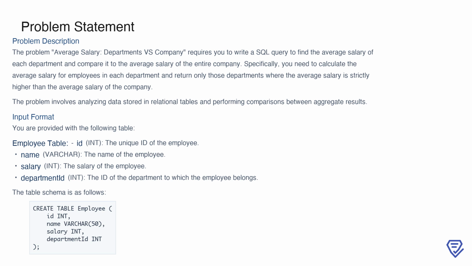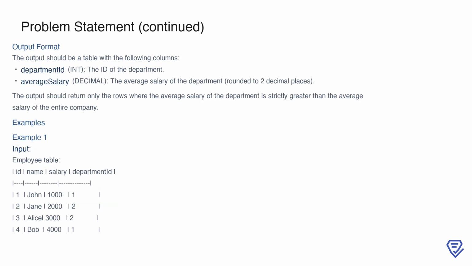and comparisons. To produce the desired output, you need to return a table with 2 columns. The first column, Department ID, represents the ID of the department, and the second column, Average Salary, contains the average salary of that department, rounded to 2 decimal places. However, you'll only include rows in the output where the department's average salary is strictly higher than the company's overall average salary. Let's explore an example to illustrate this.